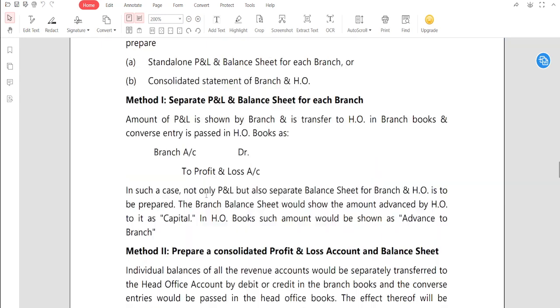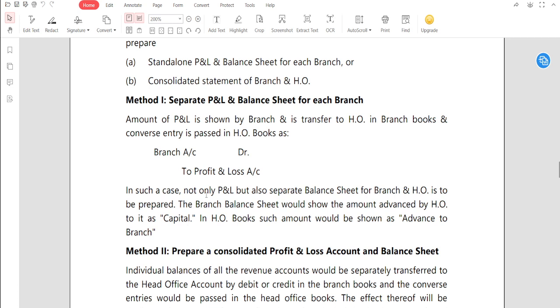So in method 1, we simply maintain a separate P&L account and balance sheet for each branch. It is the same as what we have learned with respect to the journal we made. Here all the transactions in the branch will be maintained by the branch itself, and all the transactions of the HO will be maintained by the HO itself. That's what is important. Now there are two types of method with respect to the separation of the books of accounts. But in our case, the most important thing is the consolidation of the HO and the branch books.